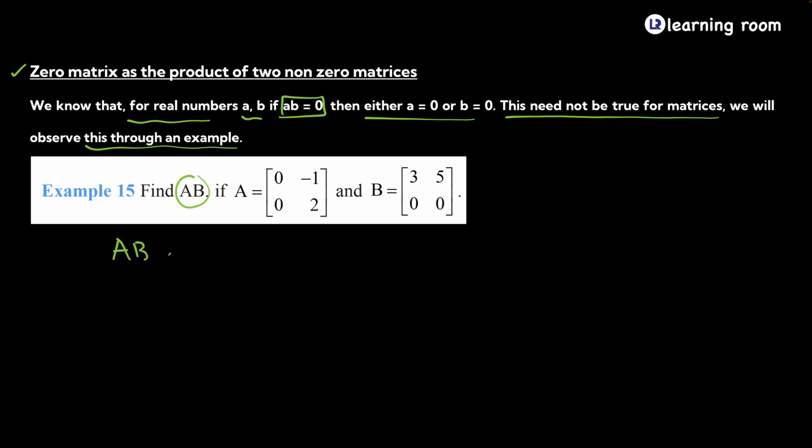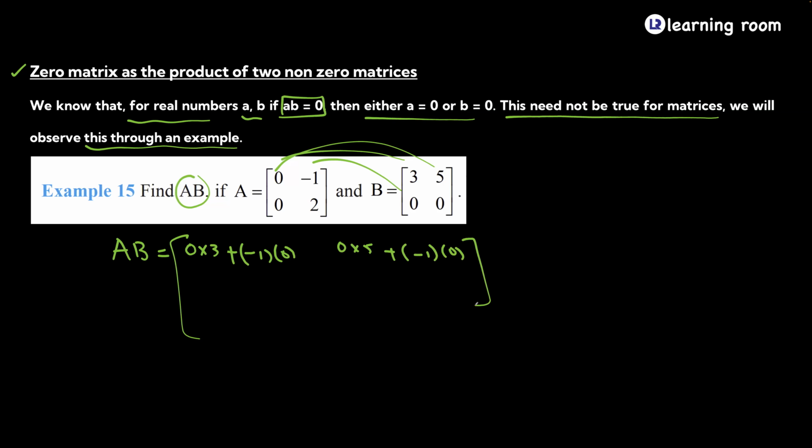So AB is going to be equal to 0 into 3 plus minus 1 into 0. That is the first element. Similarly, 0 into 5 plus minus 1 into 0. 0 into 3 plus 2 into 0. 0 into 5 plus 2 into 0. So everywhere you see the product is going to be 0, 0, 0, 0.